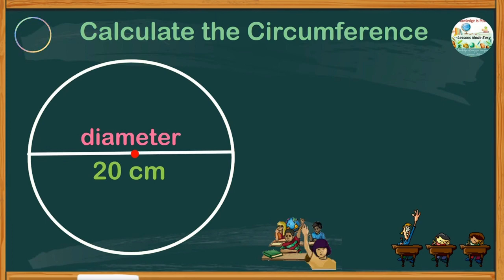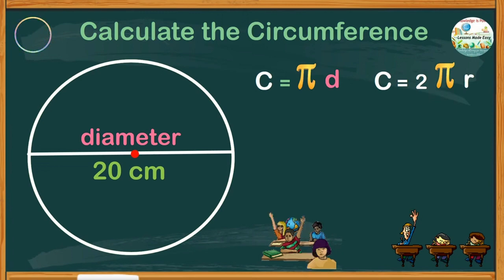Try to calculate the circumference of a circle with a diameter of 20 centimeters. Previously, we studied 2 ways to find the circumference. One is circumference equals pi d, and the other is circumference equals 2 pi r. Which one of these should you use? For this problem, it is reasonable to use C equals pi d, since the given measurement is the diameter. It is unwise to use 2 pi r because using this formula means you have to divide the diameter by 2 to get the radius and then multiply by 2. This is just a waste of time, so let's stick with pi d.